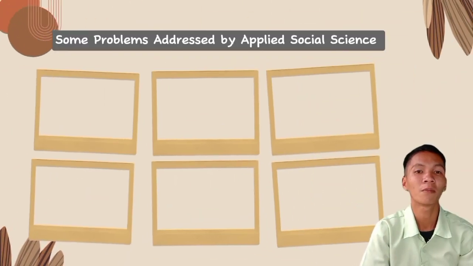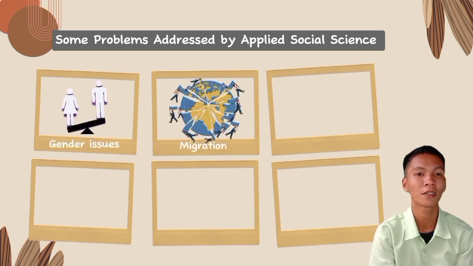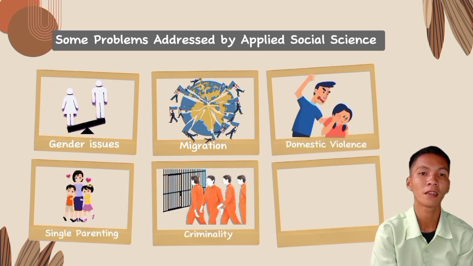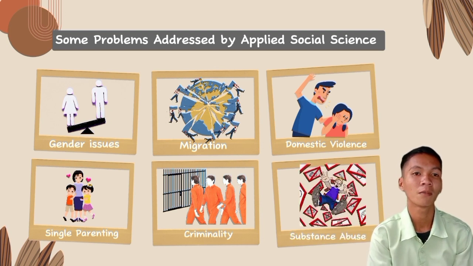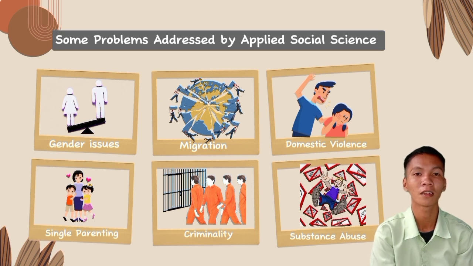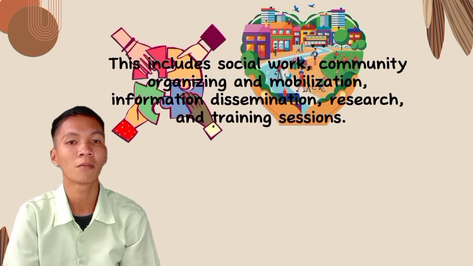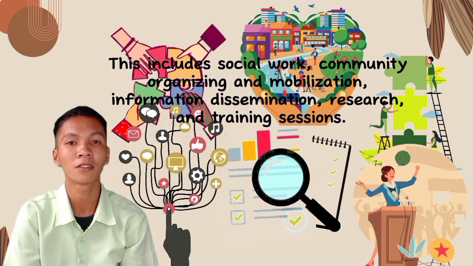Some of the problems that applied social science addresses include various social and family-related problems like gender issues, vulnerability of Filipino workers, domestic violence, single-parenting, criminality, and substance abuse. This can be done through the different aspects of the applied social science. This includes social work, community organizing and mobilization, information dissemination, research, and training sessions.